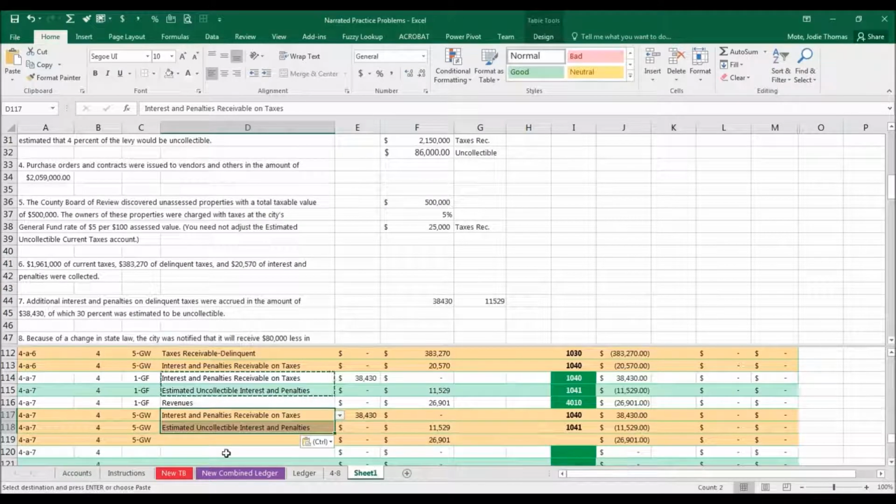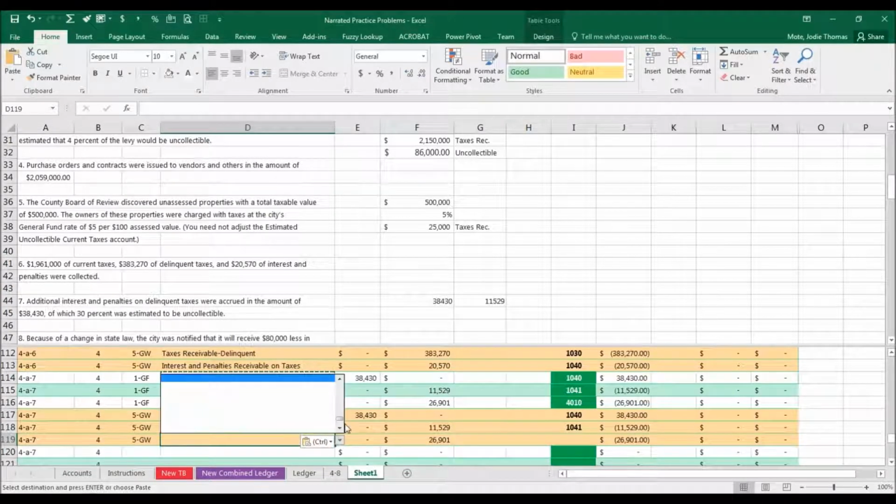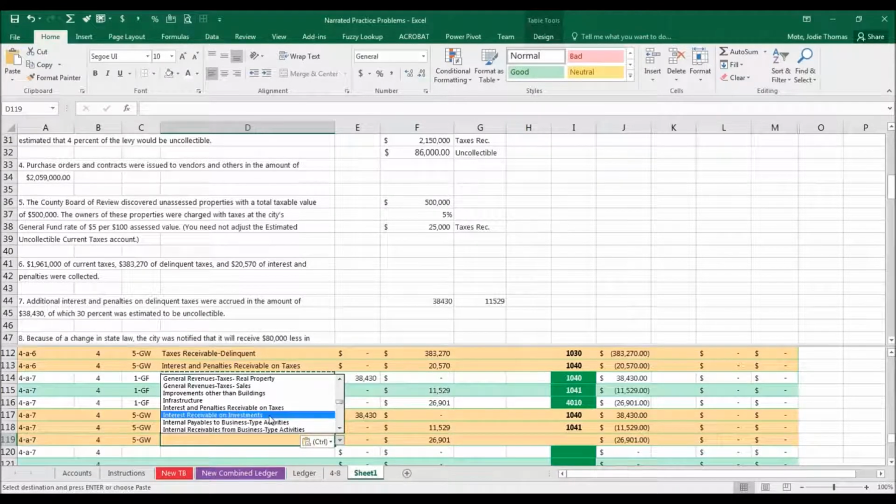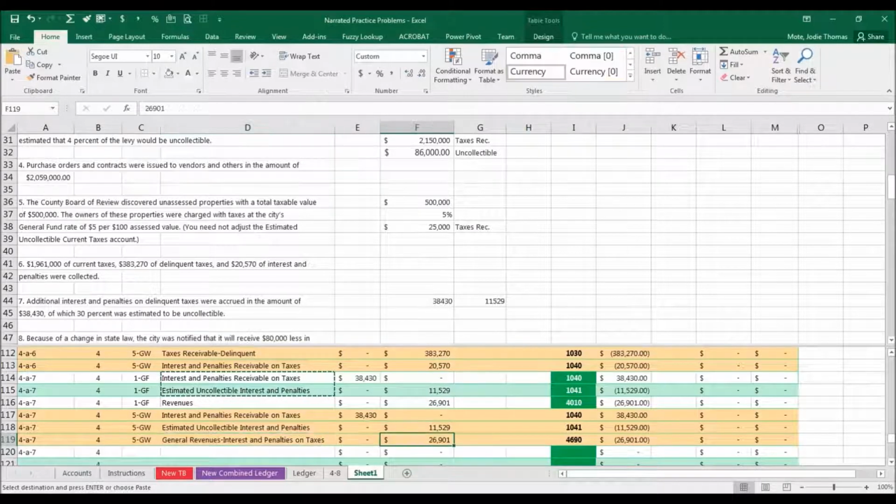Okay, and the entry is going to look identical to the government-wide journal, particularly these two accounts. But on this one, there's probably a more specific interest and penalties, general revenues. Here we go. General revenues, interest and penalties on taxes. Okay, so that's 4A7.